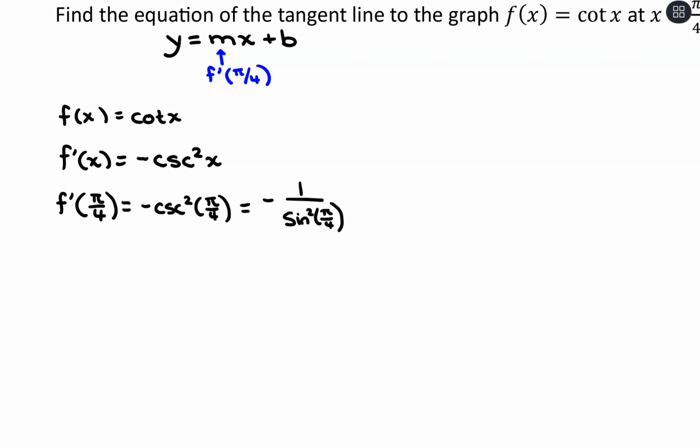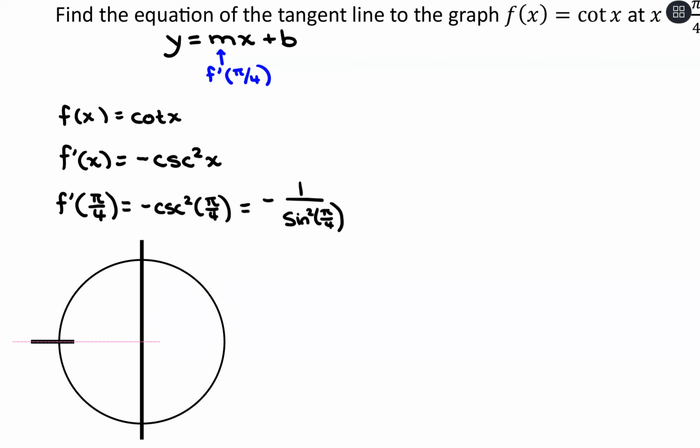And with that, I'm going to go to the unit circle. And we're going to go to pi over 4, which is right here. And our xy coordinate would be root 2 over 2, root 2 over 2. And since we're looking at sine, we want to use the y coordinate, which in this case doesn't particularly matter, but okay, so this is going to be equal to negative 1 over, and then this is sine squared, so I'm going to put that exponent of 2 on the outside there, and then sine of pi over 4 is root 2 over 2.